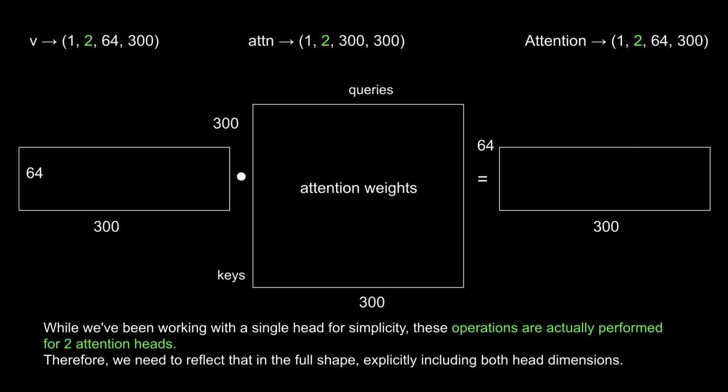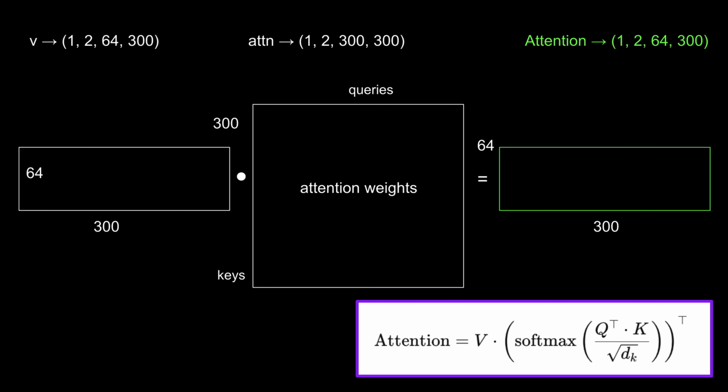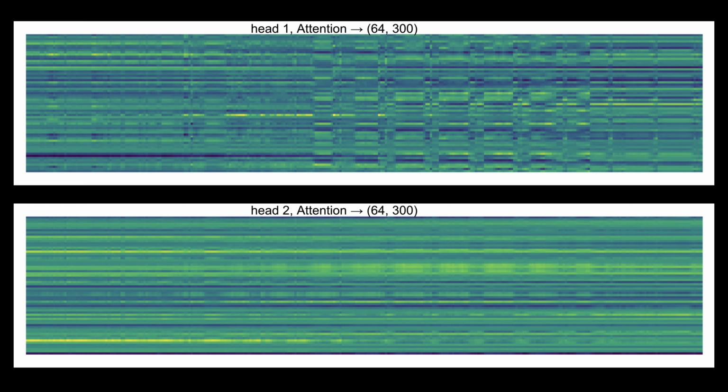While we've been working with a single attention head for simplicity, remember that these operations are actually performed for 2 attention heads. This means we need to account for both head dimensions in the full shape. Now that we've completed the attention mechanism formula, we can visualize these results. However, there's not much insight to be gained from this visualization alone.